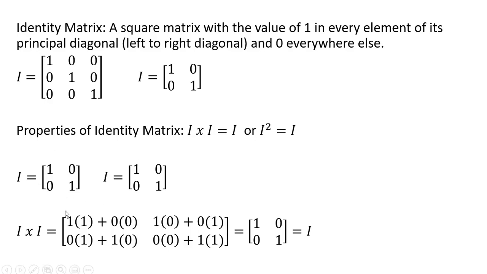And then down below here we've got 0 times 1 plus 1 times 0. And then finally 0 times 0 plus 1 times 1. And it just leaves us with the identity matrix.